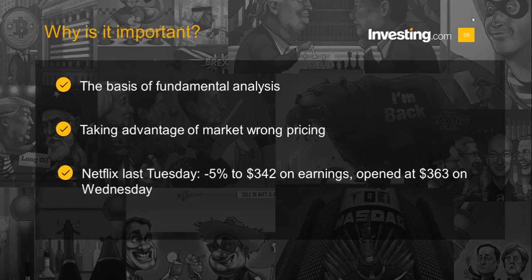So, a quick example: we saw Twitter reporting just yesterday, and the stock really jumped on earnings. One of the reasons that the stock jumped on earnings is two things. One, the revenue went up by, if I'm not mistaken, 18%, which is a lot.